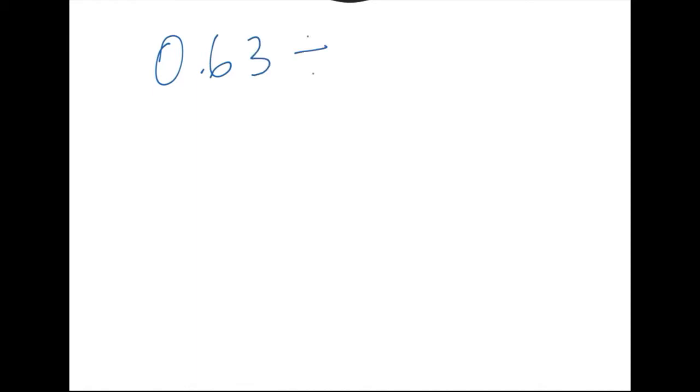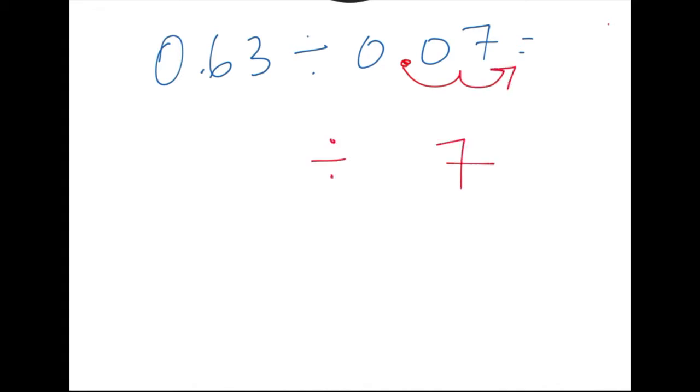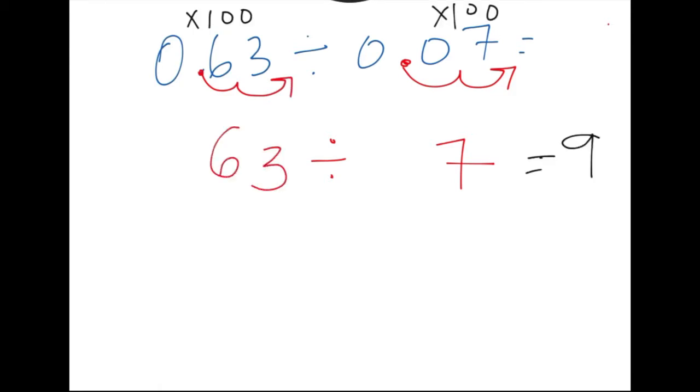Let's try another one. 0.63 divided by 0.07. I will move the decimal point 2 places to the right. So I end up with 7. I move this decimal point 2 places to the right. I end up with 63. So the answer is 9.